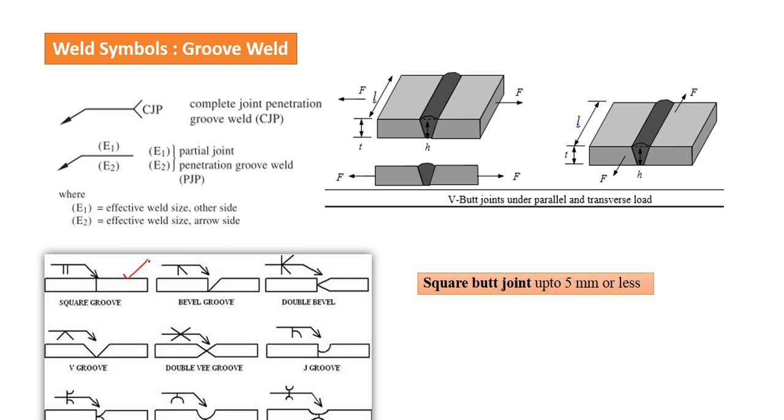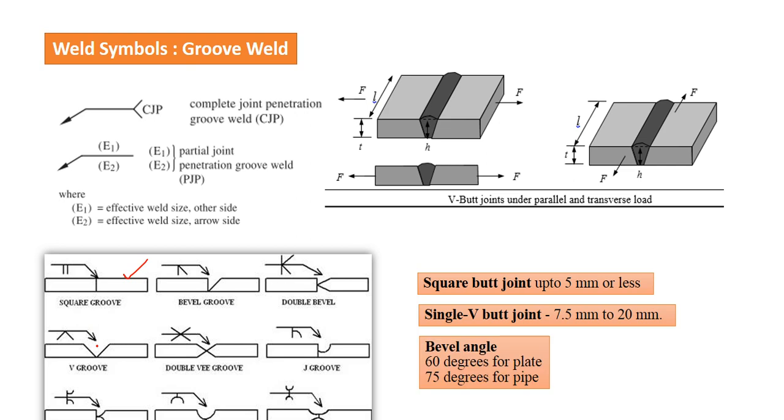Square weld, square butt joint or square groove weld is used when plate thickness is up to 5 mm. Otherwise, we have to prepare the plate by beveling. So single V groove. This is single V groove. It is used for plates between 7.5 to 20 mm, and the bevel angle is 60 degrees for plate and 75 degrees for pipe.